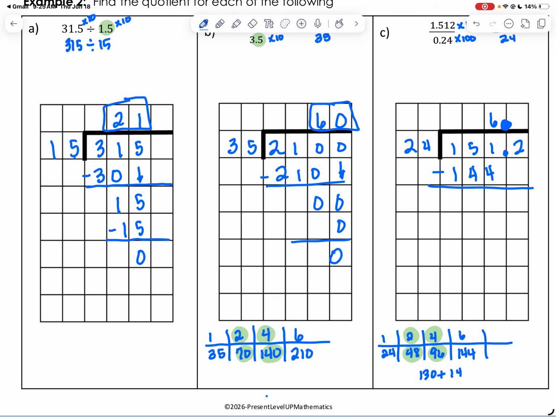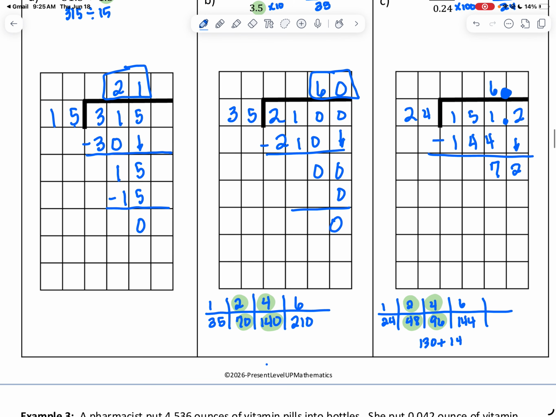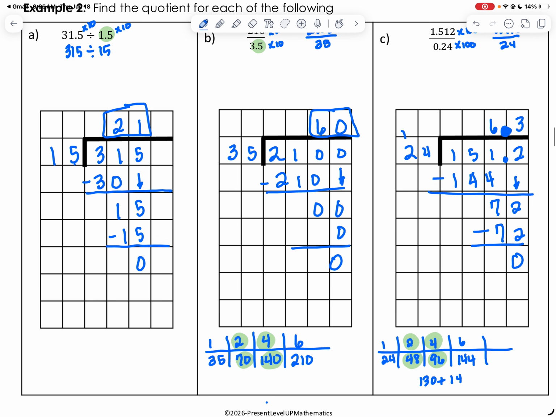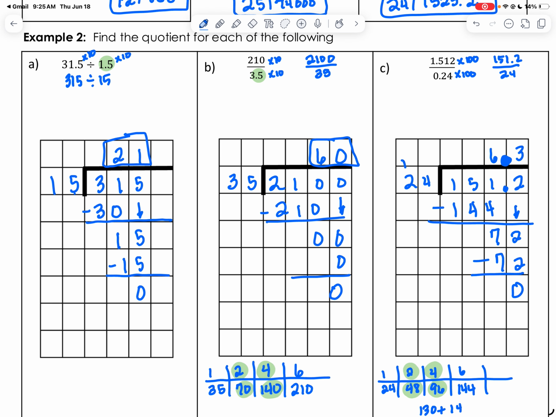All right, now let's subtract. 151 minus 144 would be 7. Bring down the 2. All right, so let's look at my chart I made down here with my multiples of 24. I want 72. So 2 was 48. 4 was 96. So 2 is too small. 4 is too big. So let's try 3. 3 times 4 is 12. Carry the 1. 3 times 2 is 6 plus 1 is 7. All right, so remainder of 0. So our quotient, 1.512 divided by 0.24 came out to be 6.3.